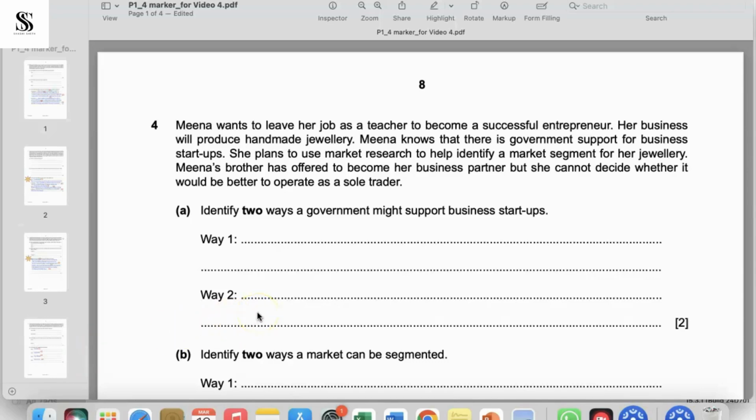Now, in this first one, you have a case study about this girl called Meena, who wants to leave her job as a teacher to become a successful entrepreneur. Her business will produce handmade jewelry. Meena knows that there is government support for business startups. She plans to use market research to help identify a market segment for the jewelry. Meena's brother has offered to become her business partner, but she cannot decide whether it would be better to operate as a sole trader. So that's the context given to us.